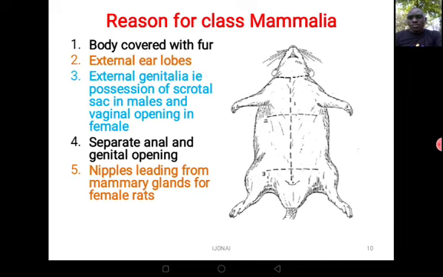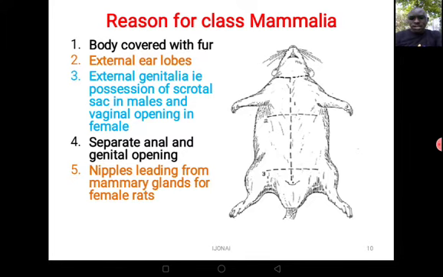And then we have the separate anal and genital openings. In some classes, like the amphibia, they have only one opening, that is the cloaca, which is used for both genital but also anal functions. But for the case of mammals, they have separate openings. The genital pore, and then there is also the anal pore, and those serve, of course, different purposes. So that's another unique characteristic of mammals.